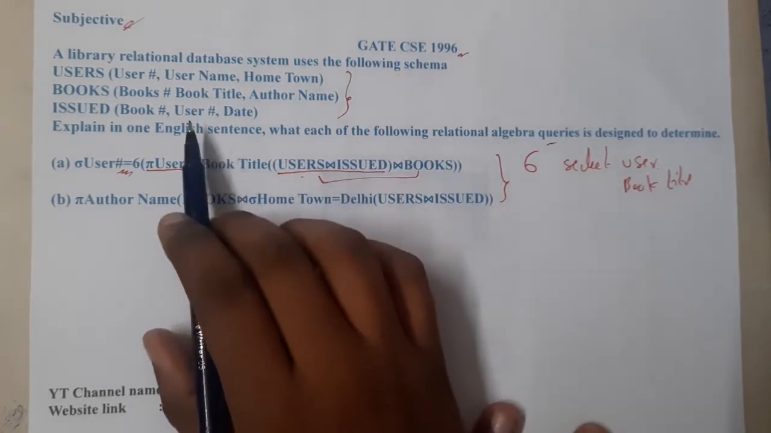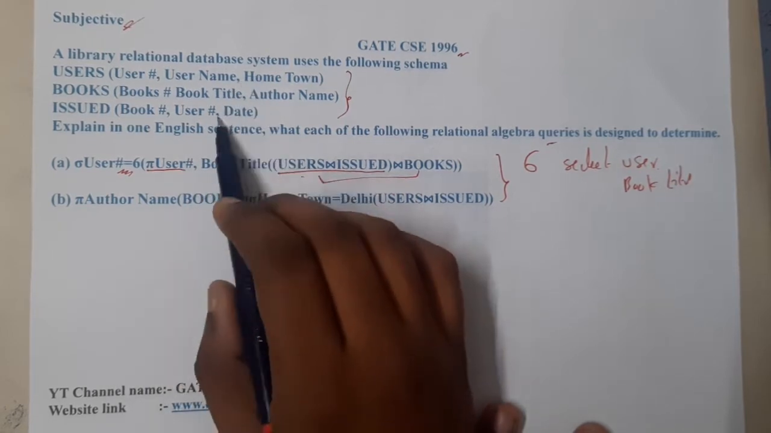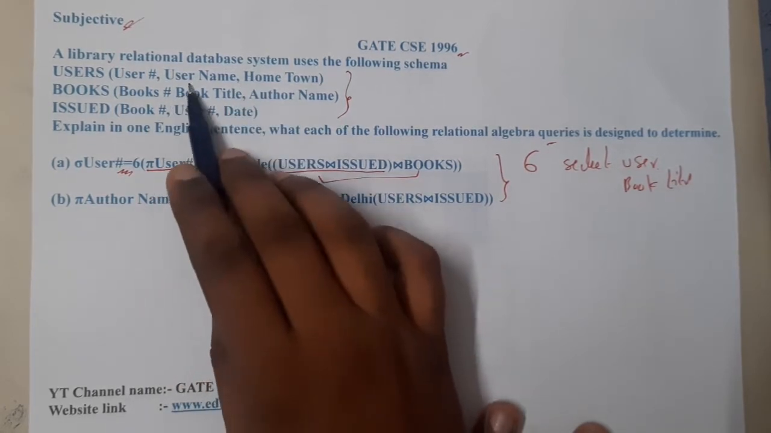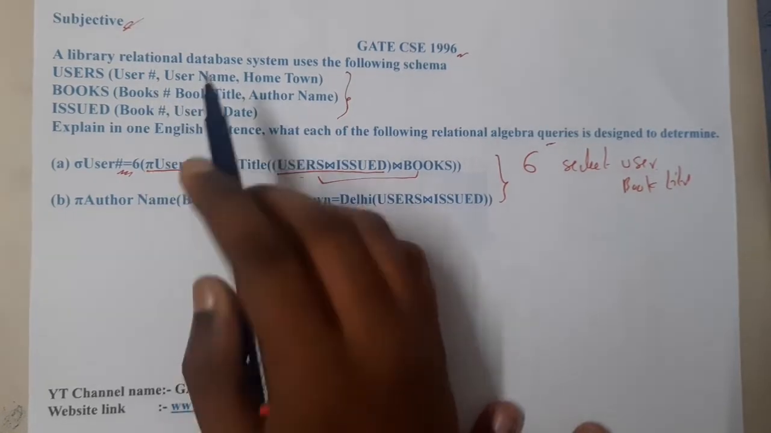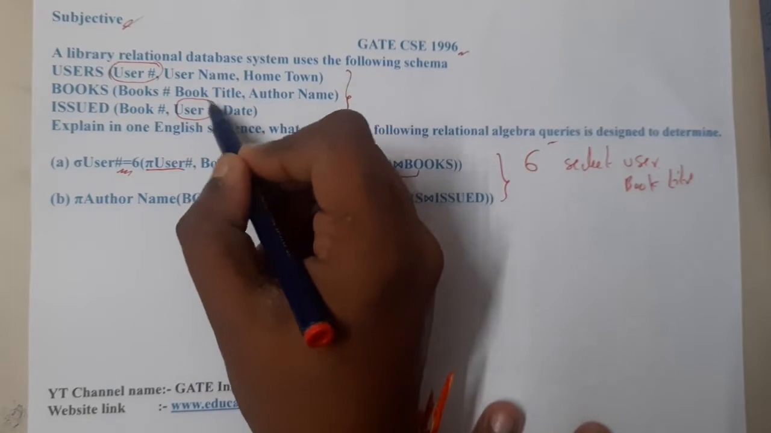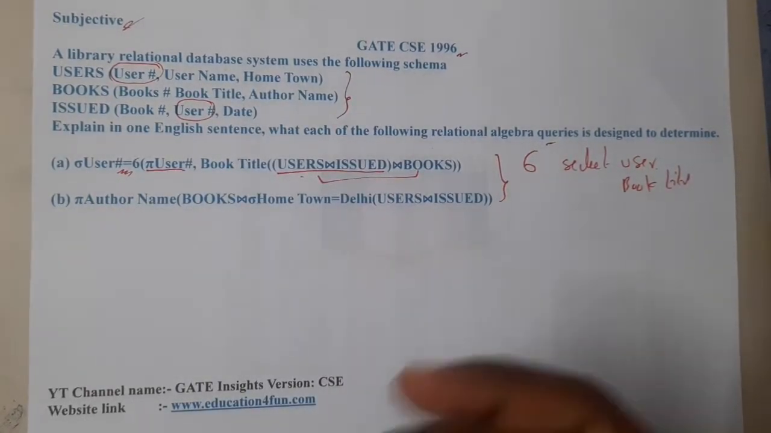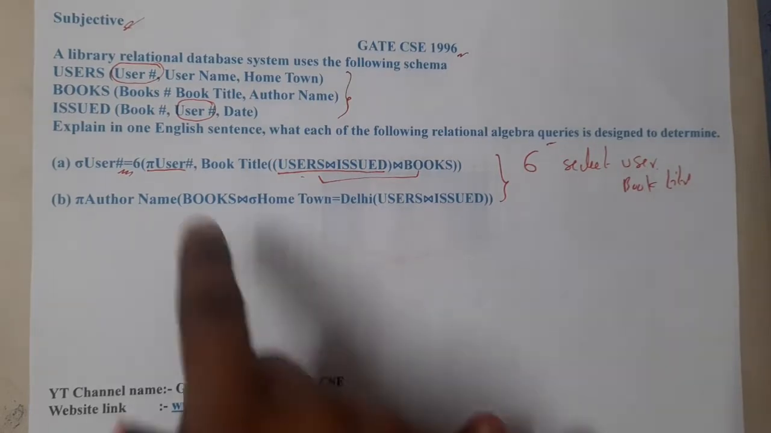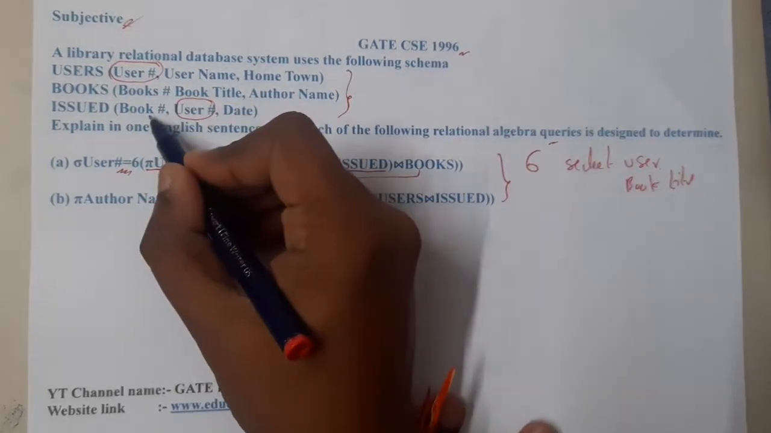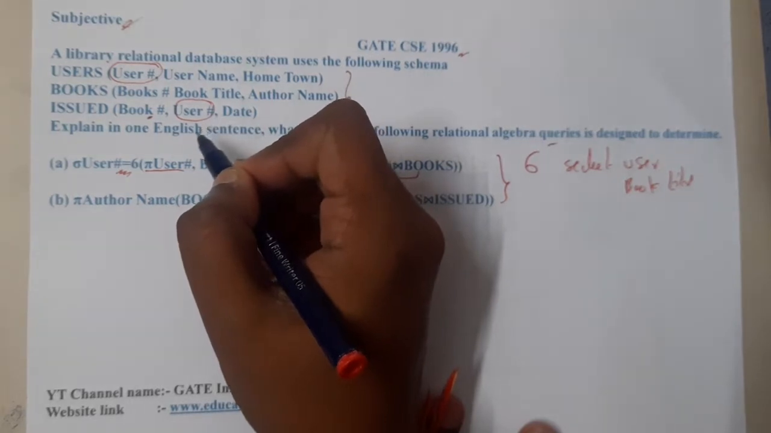If we perform user with the issued, so what can we say, guys? Here you will get the username, and here you are having user hash. User hash is the common thing. Assume that this user hash is a code, like here user hash is 6, so 6 is the code of that user. Based on that user, we are identifying the books he took.